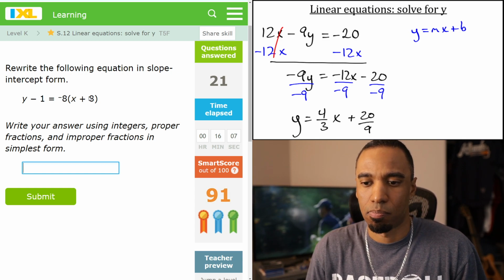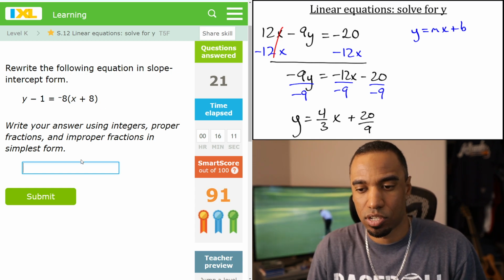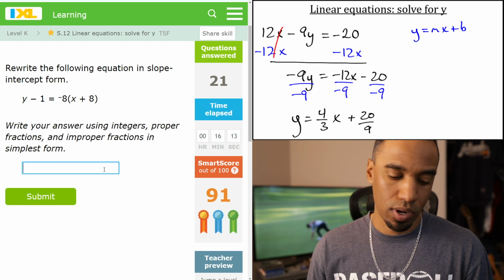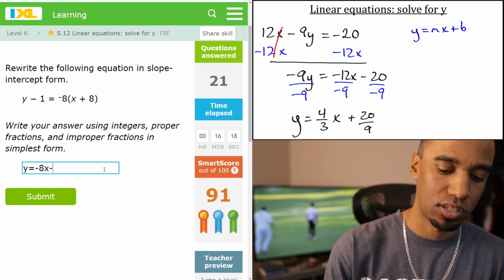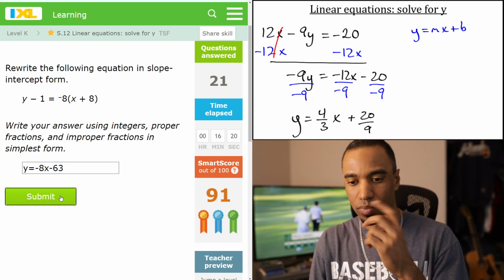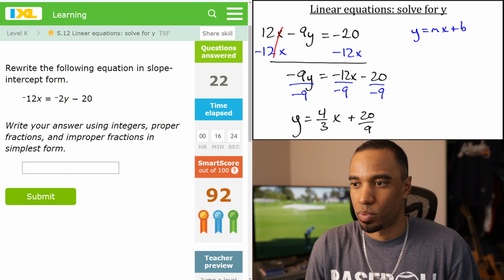Negative 8x minus 64. Distribute the negative 8. Add 1 to negative 64, you get a negative 63. So y equals negative 8x minus 63. Let's hope I didn't make a mistake there. Could have. But I didn't. Okay, let's work on this one.